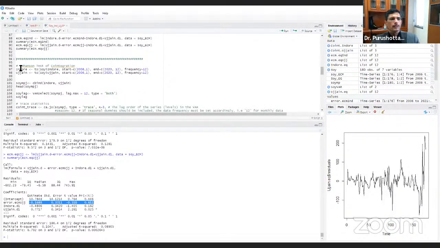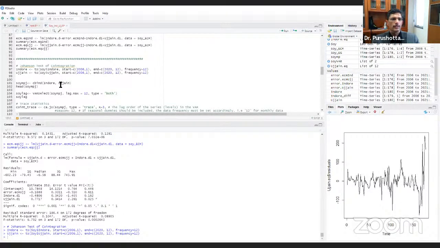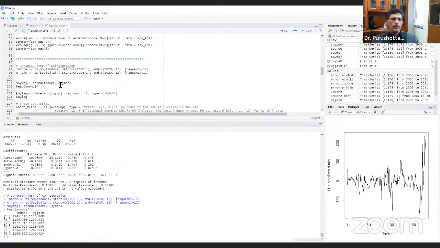So we are going to go for this Johansen cointegration test. Again, we are going to extract the series Ujjain and Indore, combining them, and these two series are combined in SOA-MPJ.